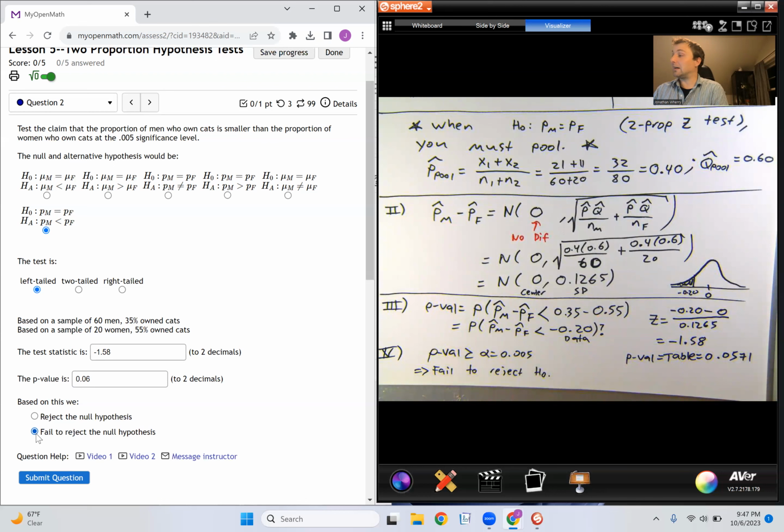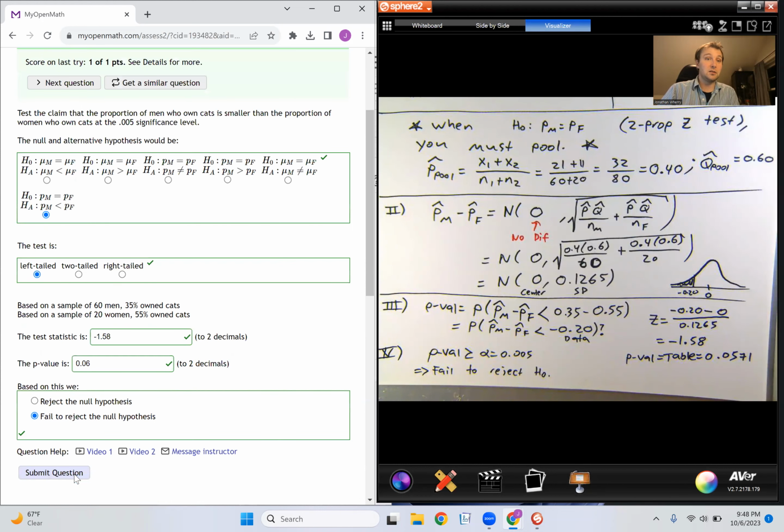Now, one of the reasons why I don't have evidence here is because I only had 20 samples for that female group. So I'm not doing great stats in the first place. If I had larger samples, this difference of 35 and 55 might actually be statistically significant. But it's hard to see that with such small numbers. Reminder when you're going through these problems, if you see question help with videos at the bottom, those are video hints for how to do these problems.